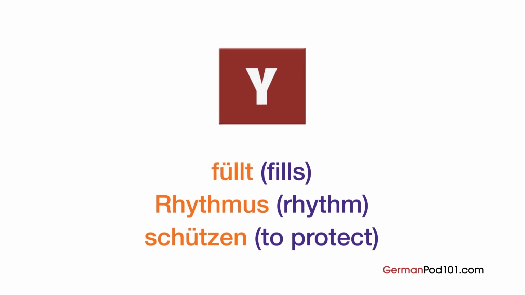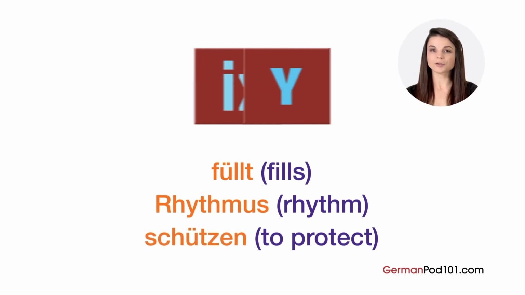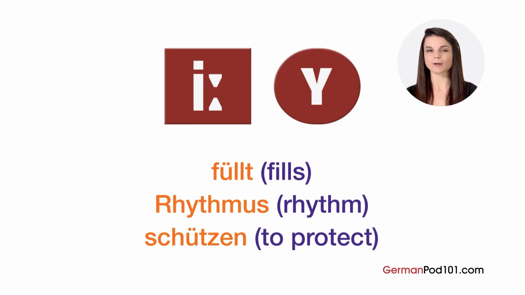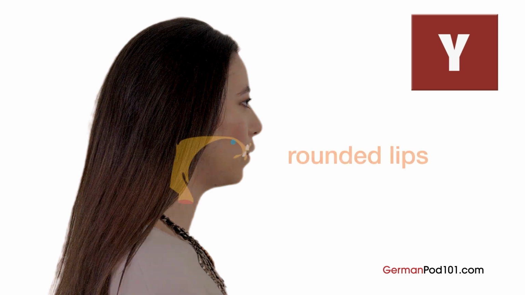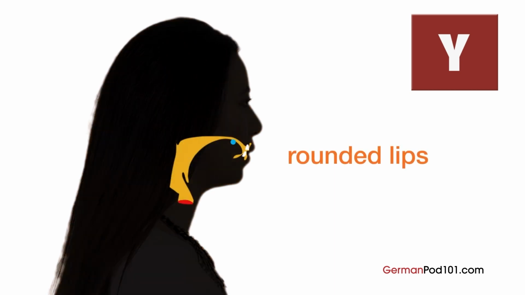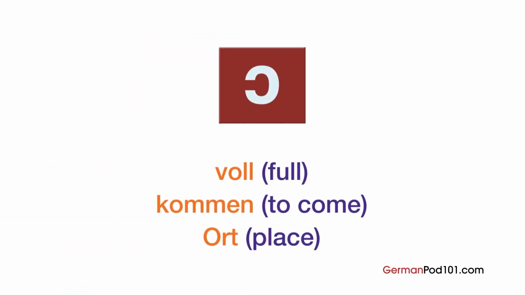The next vowel is Ü, as in Füllt, Rhythmus, schützen. It's identical to the previous sound, except that the lips are rounded. Try saying the word it while rounding your lips.